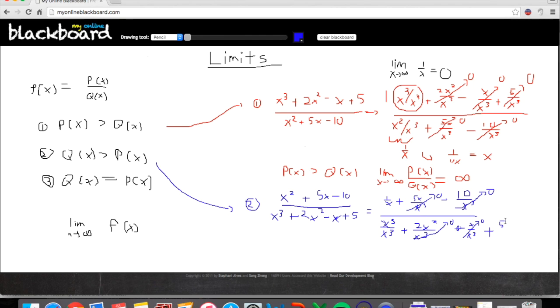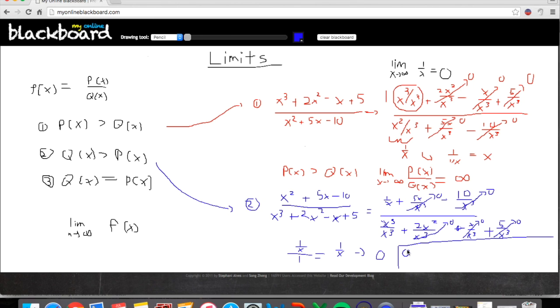So 5 over x cubed, it's also going to go to 0. So we end up with this 1 over x all over 1, which is 1 over x. And this is because we have 1 over x here, 0, 0, over x cubed, which is just 1, and then 0, 0, 0. And this limit is the same thing as here, so the limit as x approaches infinity is 0.